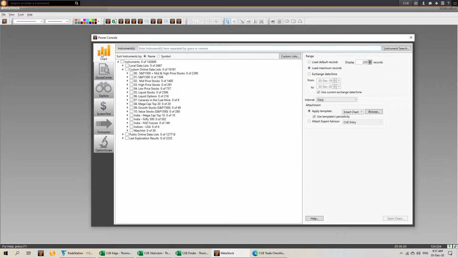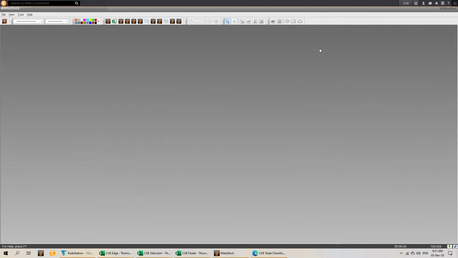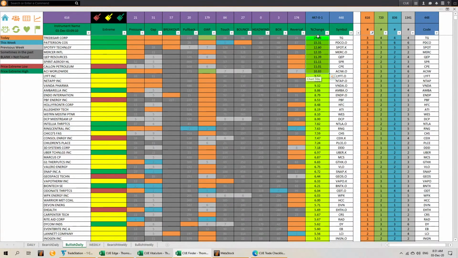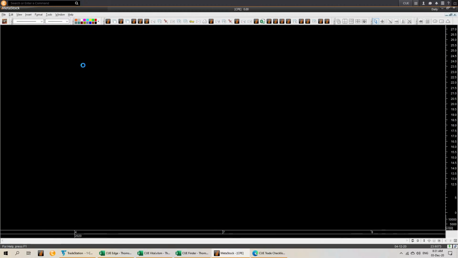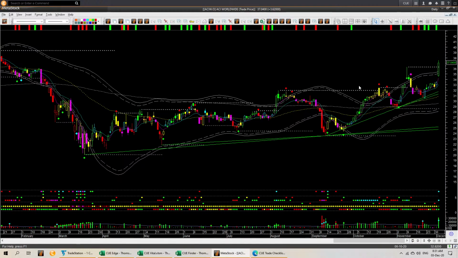For now, I made sure that I am on the chart application and my cursor is on the instrument tab. After that, you may close the window. You don't have to keep the Power Console open. Going back to QFinder, I have already selected the stocks that went up by at least 10%. Clicking the chart icon is opening all the stocks on QGlobal.